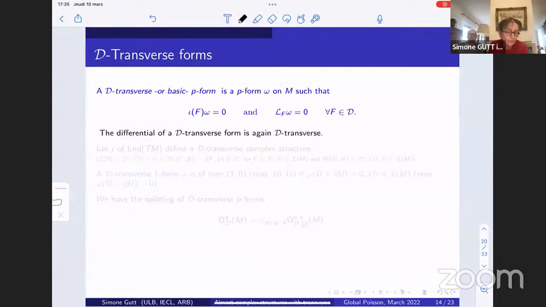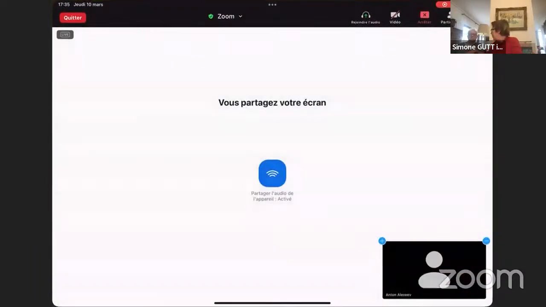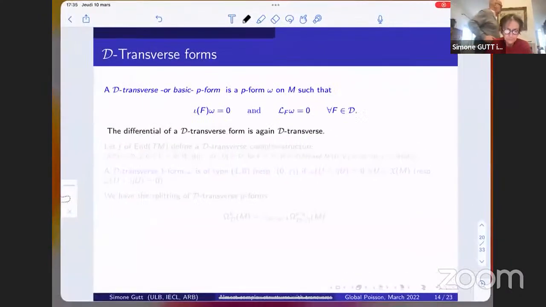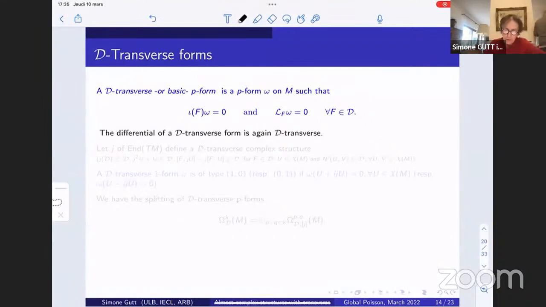So you all know what a D-transverse form is, just a form such that the contraction and the Lie derivative with respect to any vector field in the distribution is zero. And you know that the differential of a D-transverse form is again transverse.